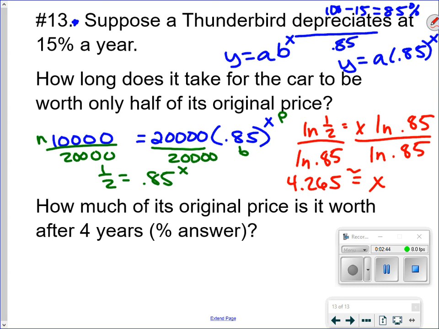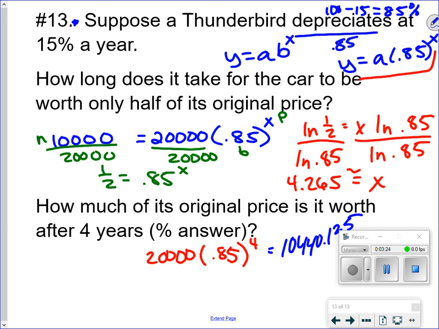Okay, so then it goes on to ask, how much of its original price is it worth after 4 years? So we have to go back up to this equation and plug in a value for a. So I'll use that $20,000, that 0.85. And now I know we're talking years, so I'm going to plug 4 in there. All right, $20,000 times 0.85 raised to the power of 4 is $10,440.13.